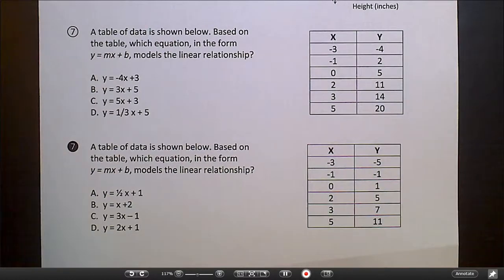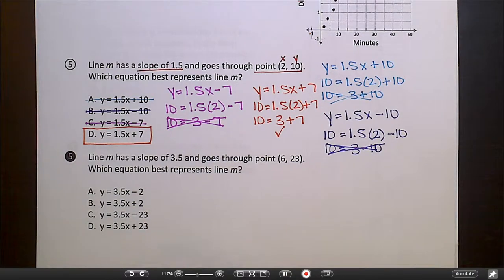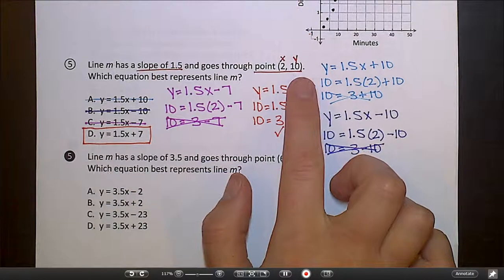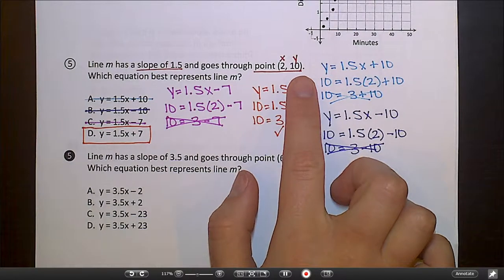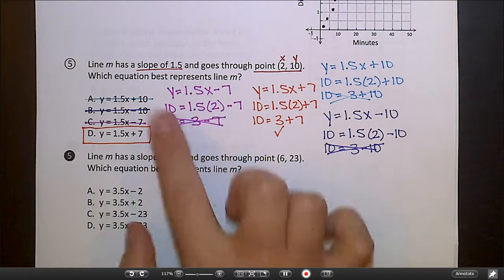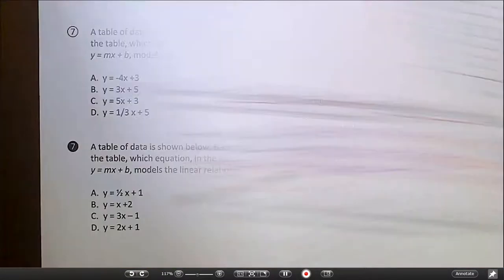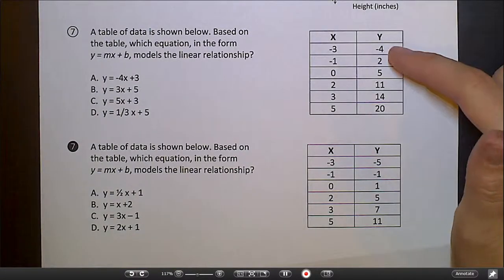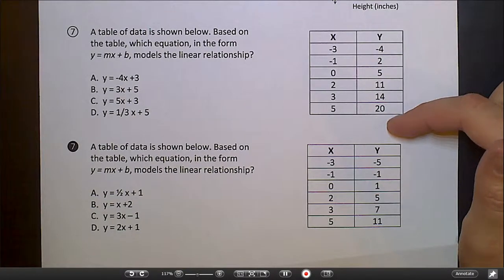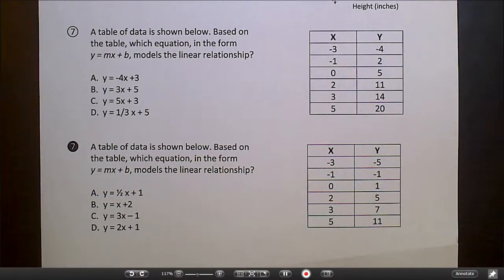So if you look back at number 5, we had 1 point, an x and a y, and we had to plug the y and the x into the equations to see which equation was true. We're going to do the same thing here. The only difference is we have several points that we need to test. So we're going to need to write small and be organized to make sure that we have room and that we are able to follow our own work. So let me start out working this with you.